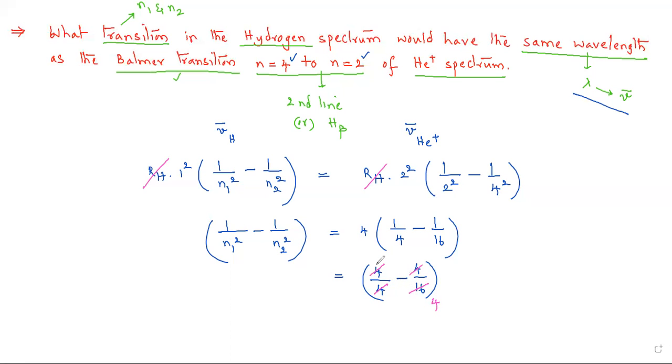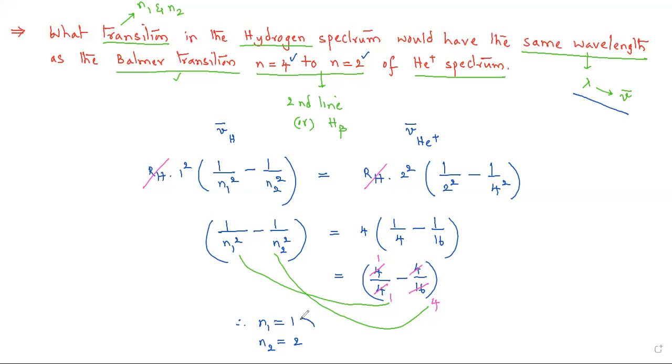Now compare these two. See, when you compare these two, N1 square is equal to 1 and N2 square is equal to 4. Correct? Because 1 by N1 square is 1 by 1. 1 by N2 square is 1 by 4. So N1 square is 1 and N2 square is 4. Therefore, N1 can be given as 1. N2 can be given as 2 because N2 square is 4. So N2 will be only 2.